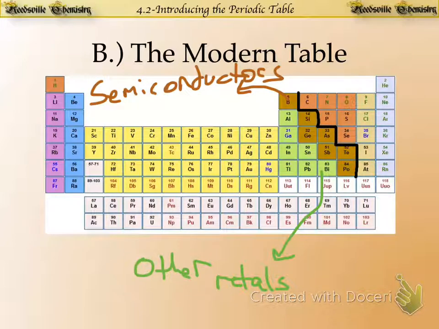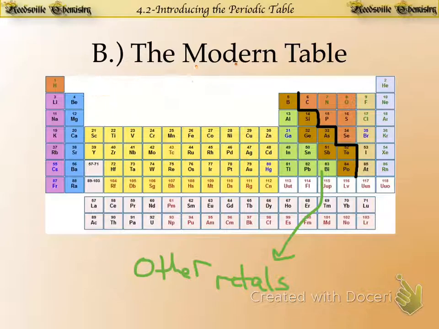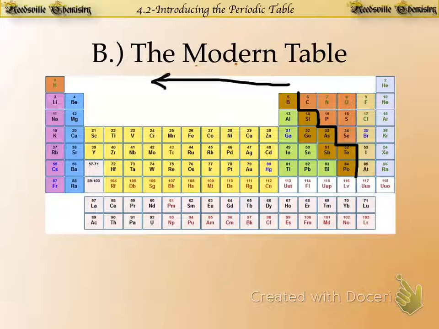This is what I would call our separation line. The stair step separates out the left side of the periodic table from the right side. When I talk about the left side of the periodic table, I am talking about everything to the left of the stair step. It seems to be a little bit unfair, because the left side then is a whole heck of a lot bigger than the right side, but that's just the way it is.